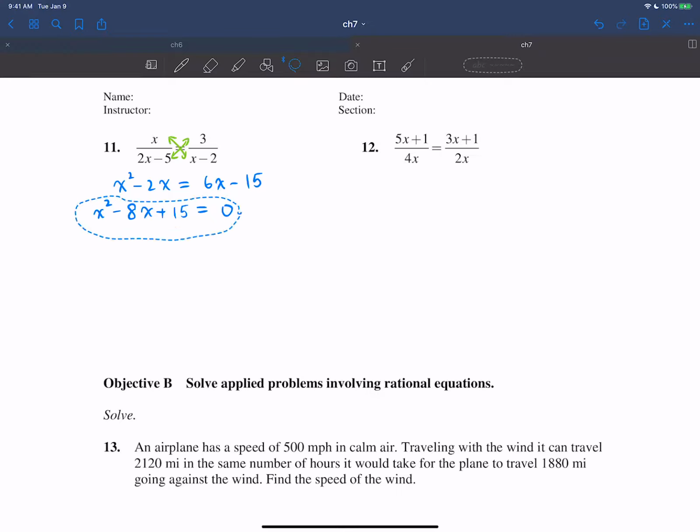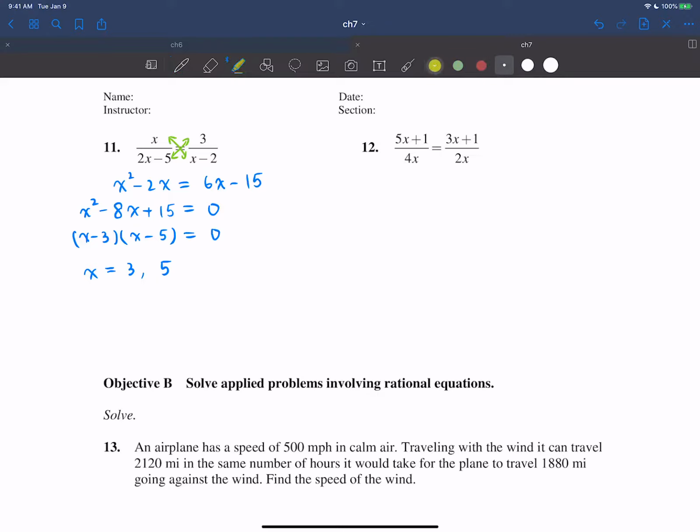Let's align our steps at the equal sign. On the left hand side, we could factor this into x minus 3, x minus 5 equals 0. By the zero product property, each of them could be 0. So our potential answer is x is 3 or 5. Remember, we need to check with our restrictions.